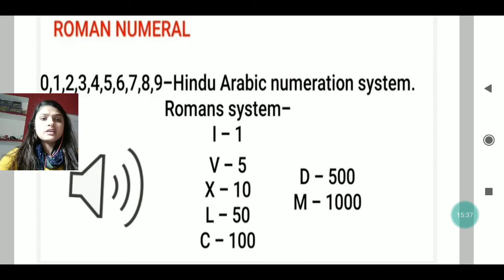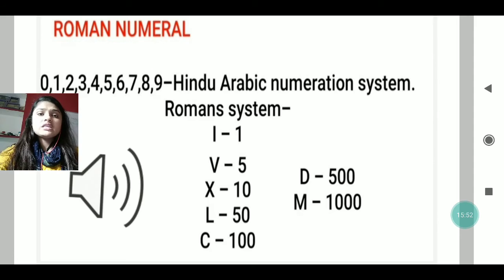The value of 1 is I, the value of 5 is V, the value of 10 is X, the value of 50 is L, the value of 100 is C, the value of 500 is D, and the value of 1000 is M. So these were the values of each and every number.